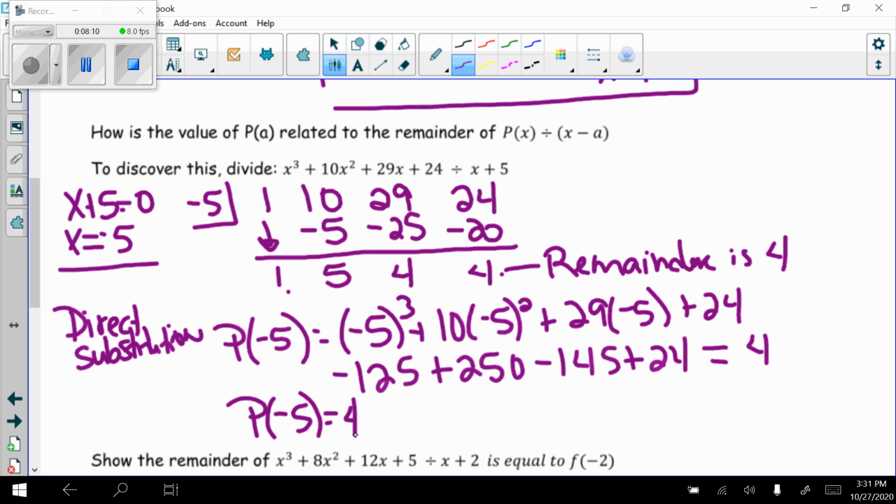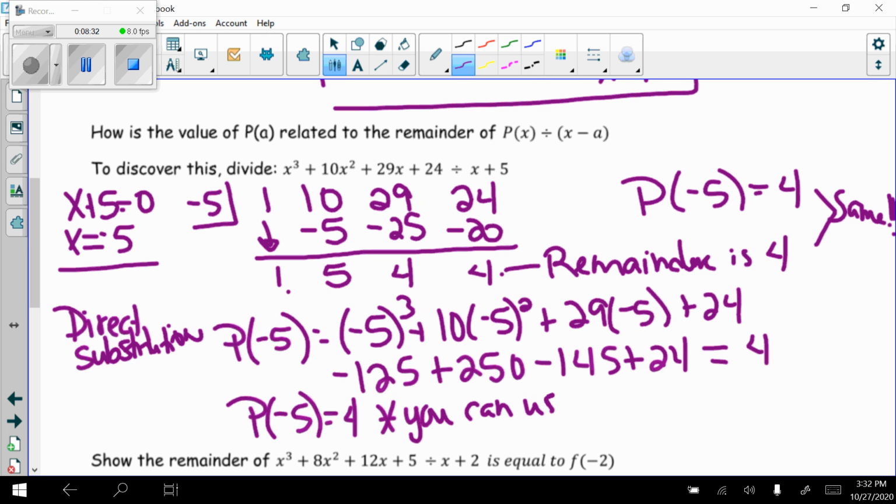So how are they related? They are the same. So p of negative 5 equals 4 with direct substitution. When I divided, my remainder was 4. They're the same. So what that means is you can use direct substitution.